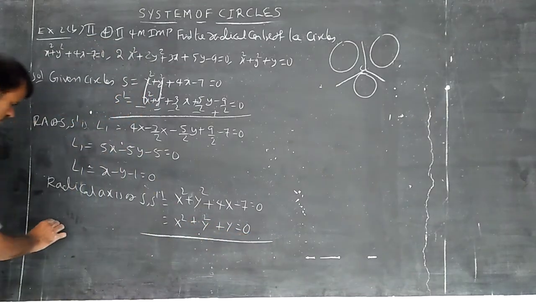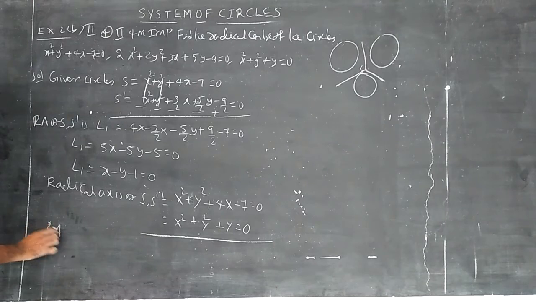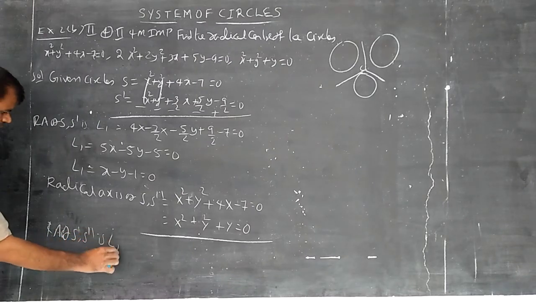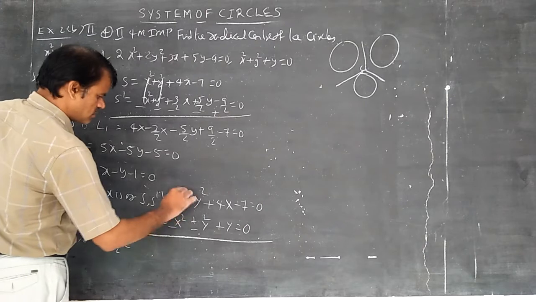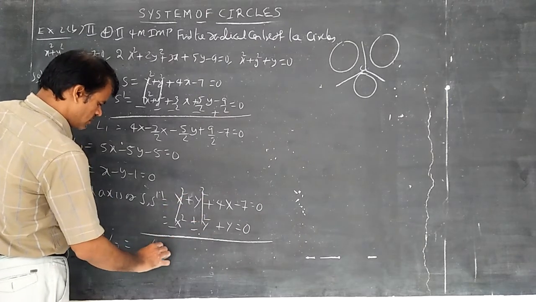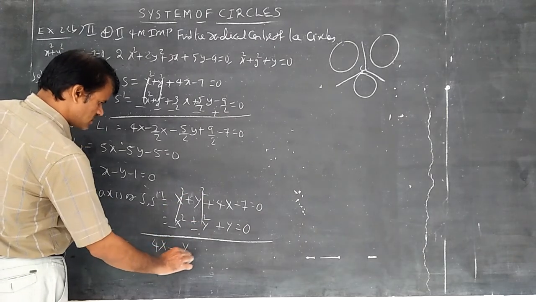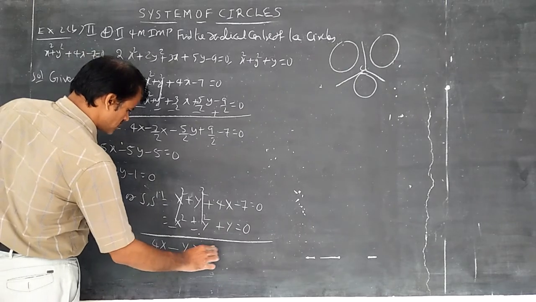Here RA. RA means radical axis. RA of S comma S double dash, write the name as L2. Minus and minus will get cancelled here. You can write 4x minus y minus 7 equal to 0.